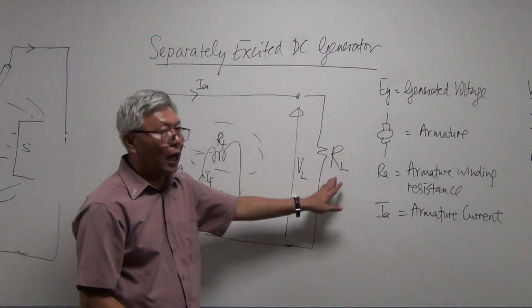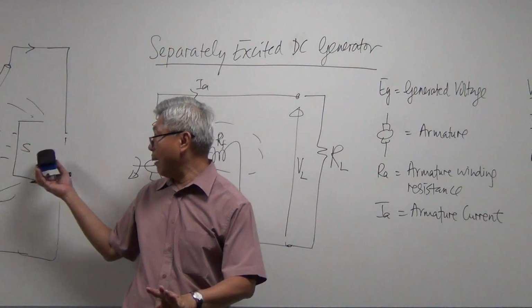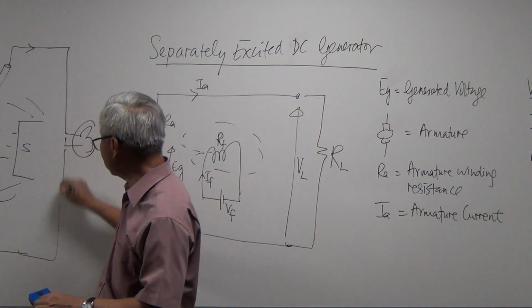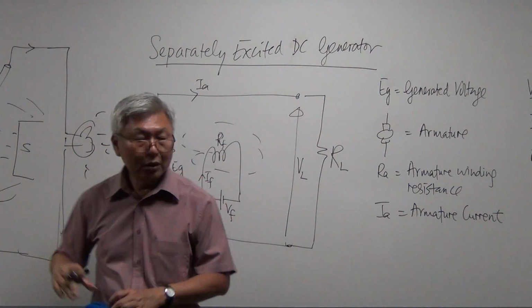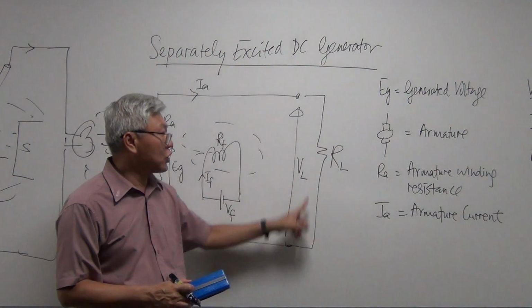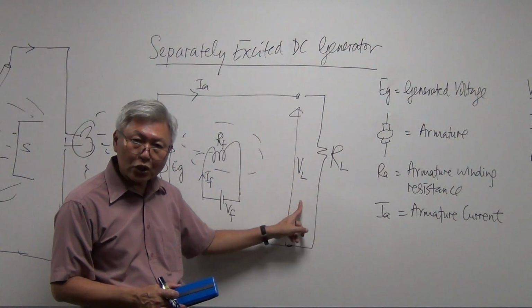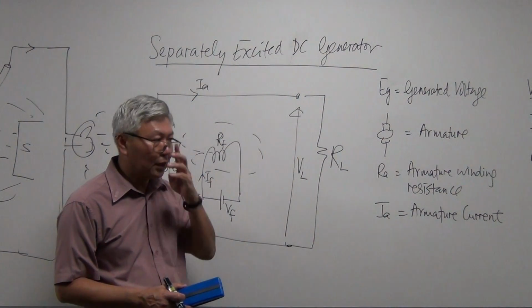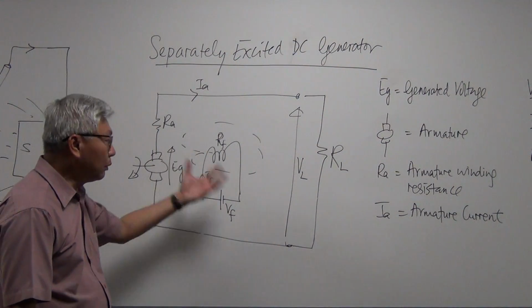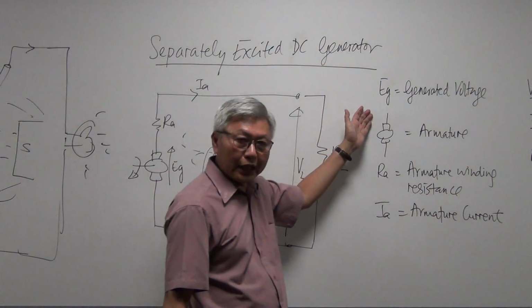And this represents the output, for example the lamp that I had just now. The lamp, so this is called the load. The resistance of the load, and the voltage across the load, we call the load voltage or the terminal voltage. Now, just before we get into more detail, let's go through the terminology.